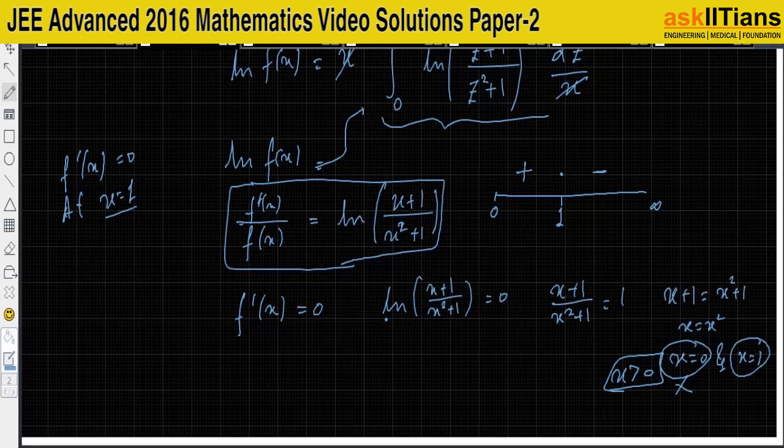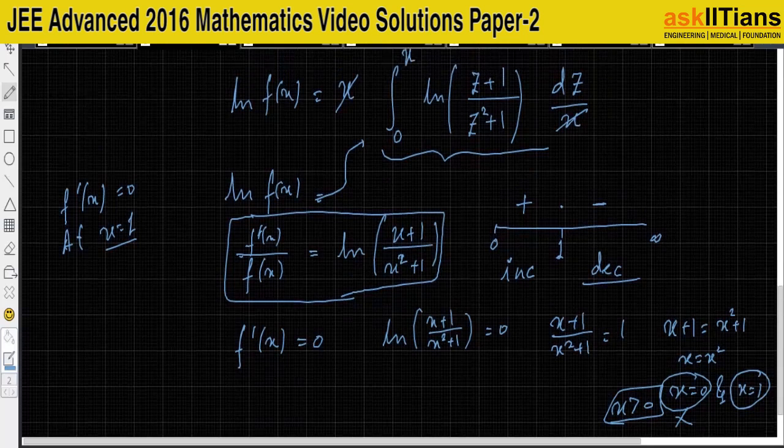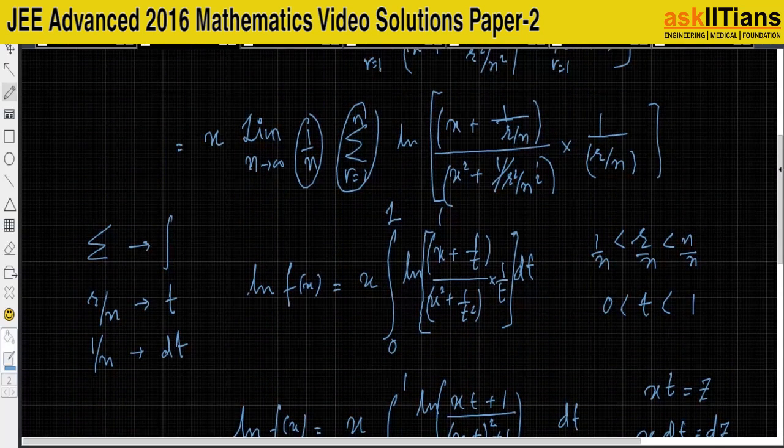Okay, so in this case, between 0 and 1 the function is increasing, right? Between 0 and 1 the function is increasing, and after 1 the function is decreasing. So between 0 and 1 the function is increasing. So if the function is increasing, which options are correct?